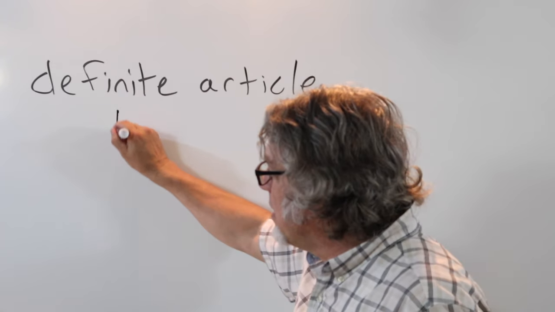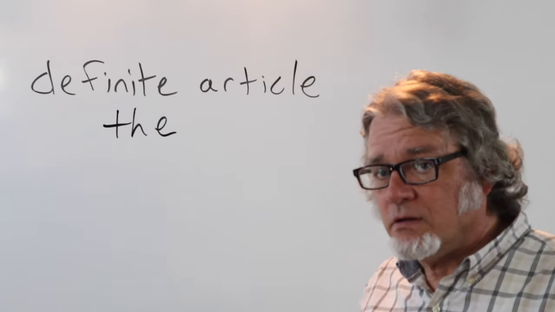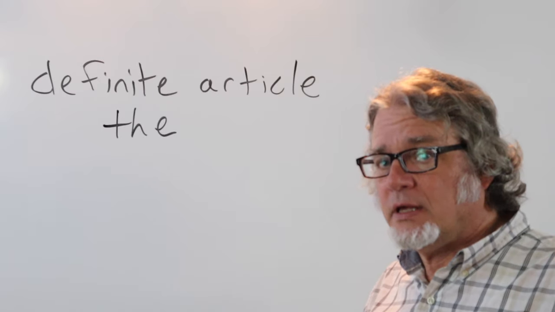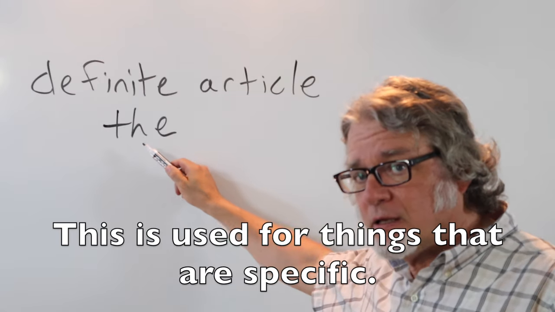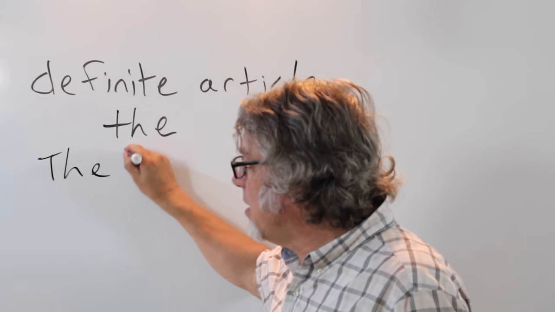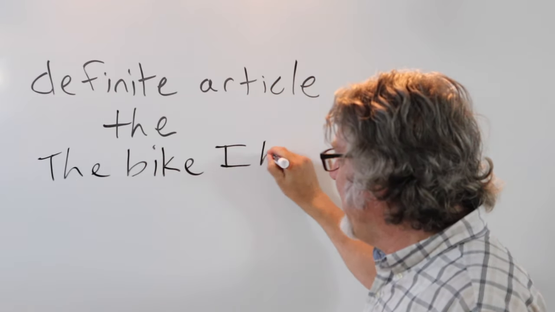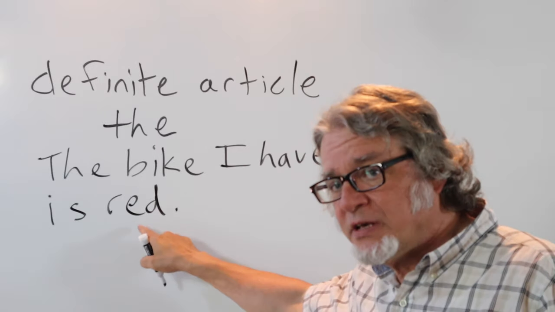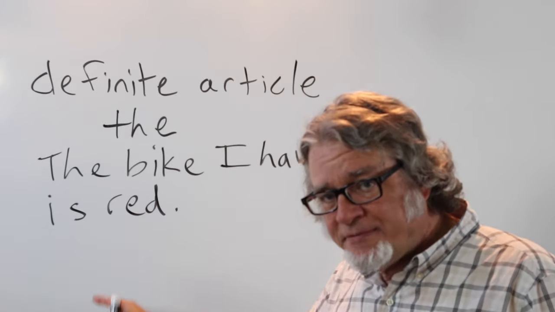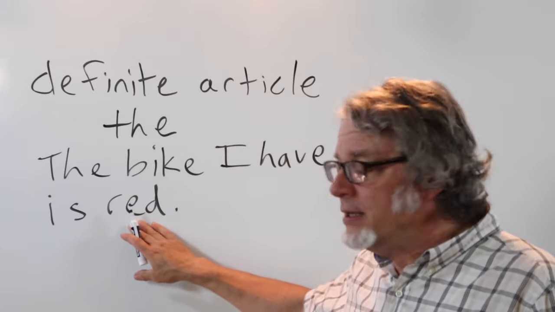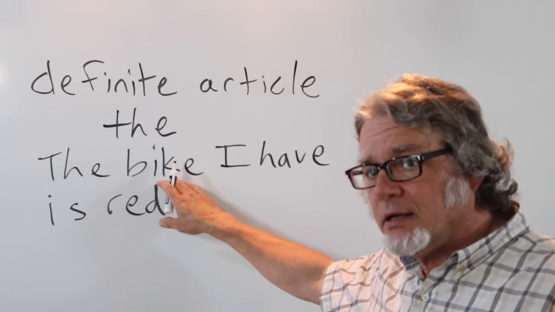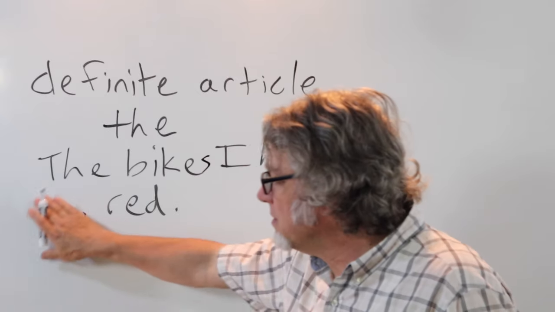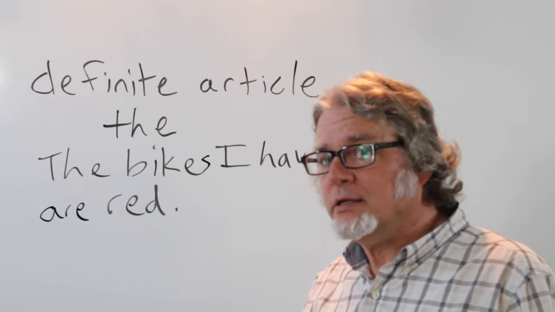The word the is a definite article. It appears before singular and plural nouns. This is used for things that are specific. The bike I have is red. So this is very specific. It's one specific bike and it's red. The bike. You can also use this with plural nouns. The bikes I have are red.